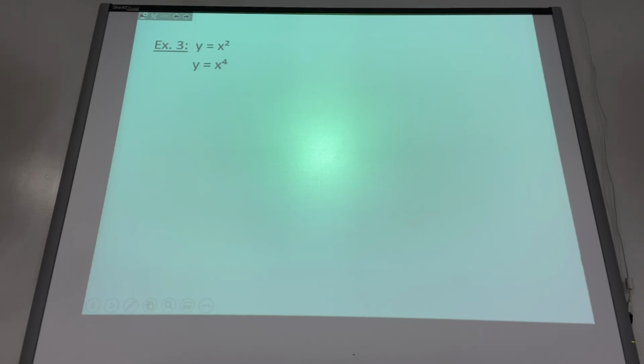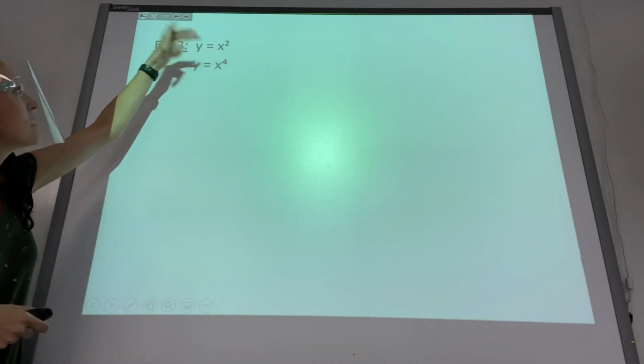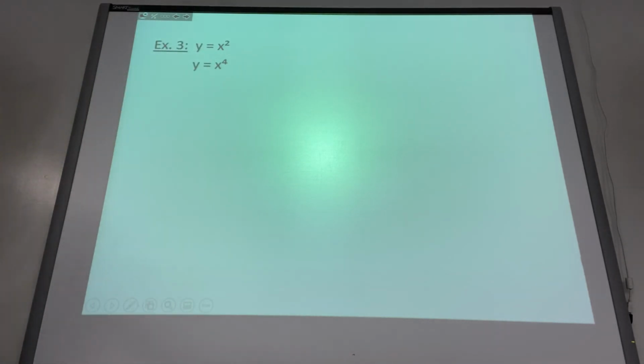Y equals x squared, and then y equals x to the 4th. Well, elimination again, not gonna work out real well, just mainly because of those x's being to different powers. So I'm gonna have to use substitution here.